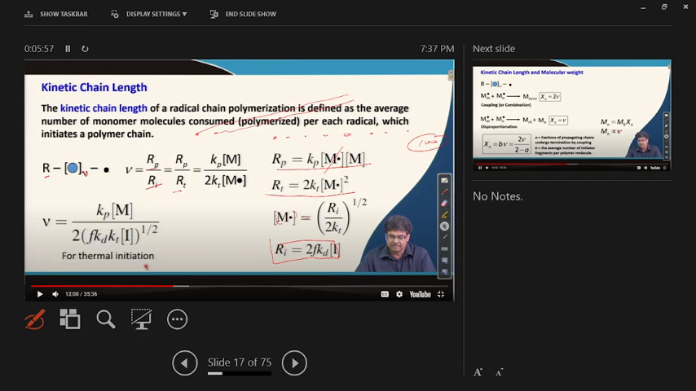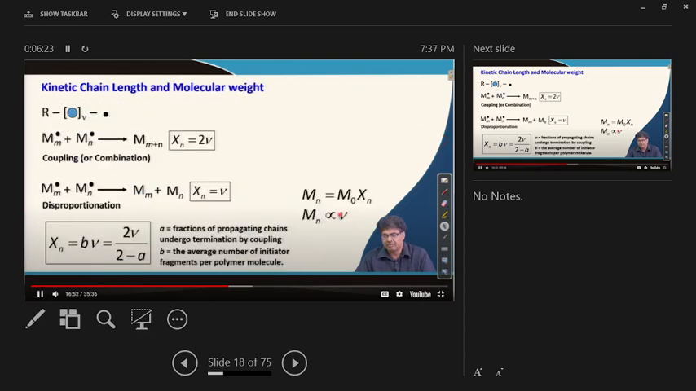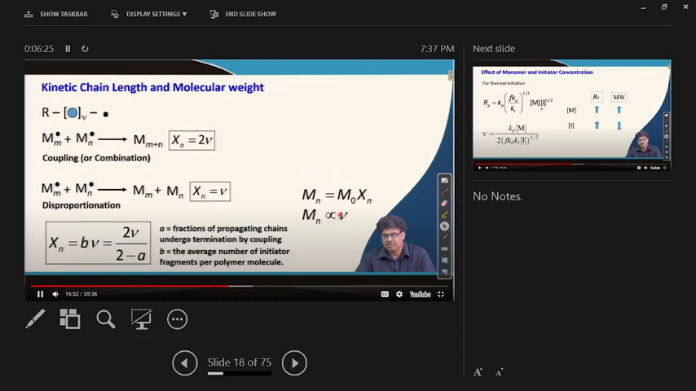Then in place of Ri, you need to write the rate of initiation we have already discussed, 2f kd [I]. If you put this value here, finally you will get this equation. So finally, this is the equation for kinetic chain length.